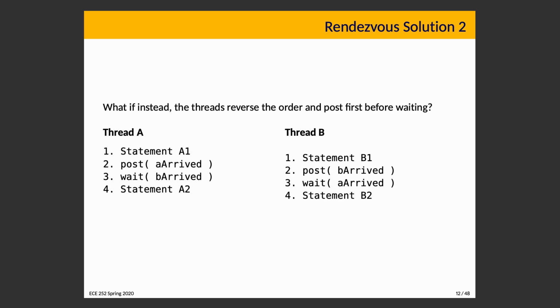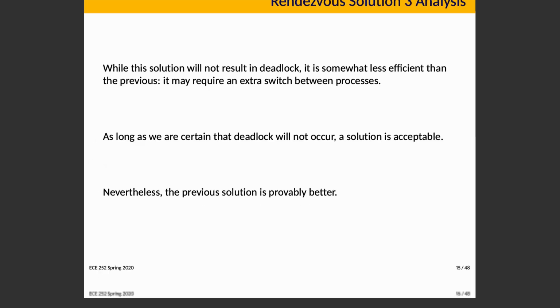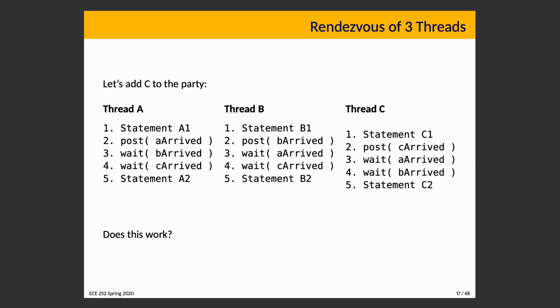Okay, so in designing your solution, no doubt you recognize that statement C1 should appear at the top and statement C2 should appear at the end of thread C. And thread A should now be waiting for its colleagues B and C. Thread B should be waiting for A and C, and thread C should be waiting for A and B. So knowing all those things, it shouldn't be too hard to produce some code for that. So let's add C to the party.